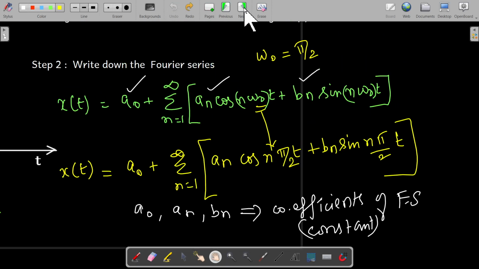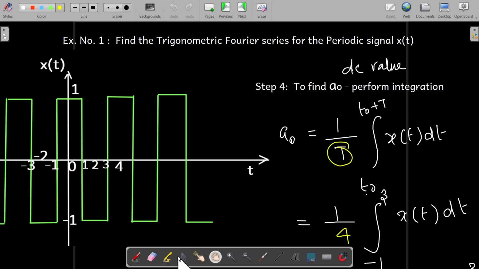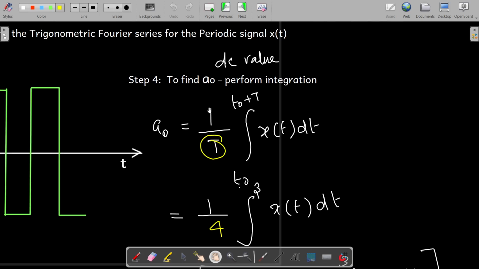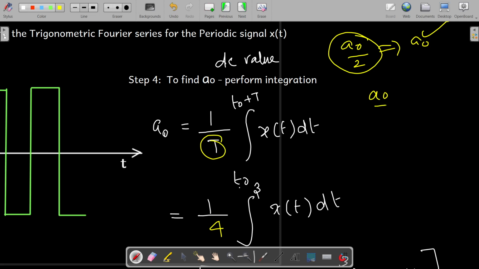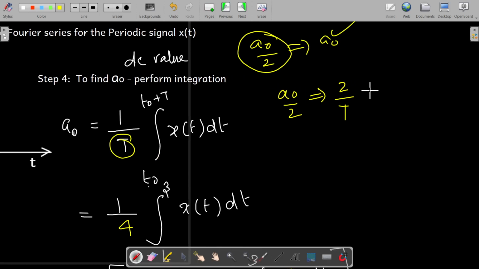The thing is, when you go for this integration, a naught here in our case, I haven't written it as a naught by 2. Instead, I have mentioned it as a naught only in the Fourier series. So if you have written it as simply a naught, then we have put it as 1 by T alone while performing this integration, 1 by T. But in the books, if they have represented it as a naught by 2, they have started it with 2 by T integral t naught to t naught plus capital T x of t dt. So both are same, right? How?